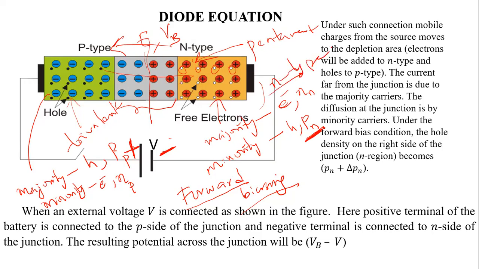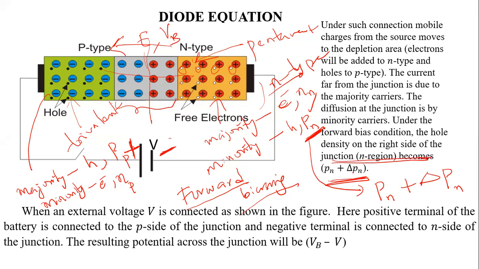So on the n side, the concentration of minority holes is this Pn. But under forward biasing, you are transferring holes from the p side to the n side. So that means, in addition to this, you are adding some amount of holes in the n region.